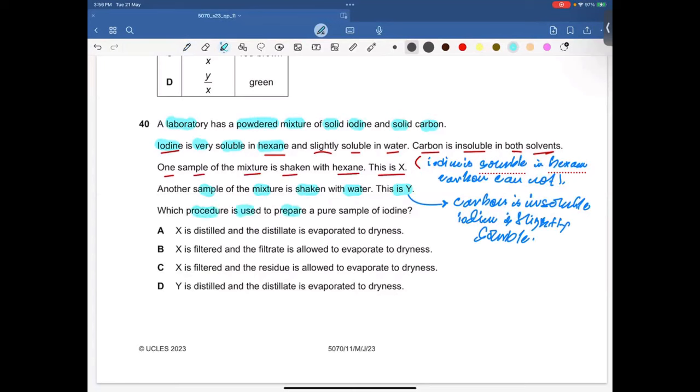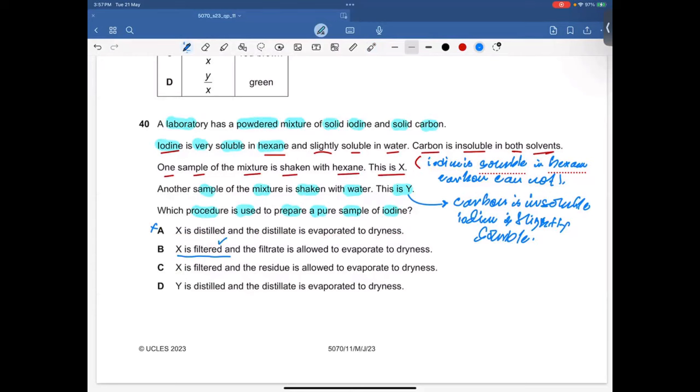Which procedure is used to prepare a pure sample of iodine? For a pure sample of iodine, iodine is dissolved more in hexane. So X is distilled, and the distillate is evaporated to dryness. But the issue is one is soluble and one is insoluble, so we are going to go for filtration instead of distillation, right? So I think A is incorrect. X is filtered. That's right, because we need filtration since one is soluble and the other is insoluble. So that's the right statement.